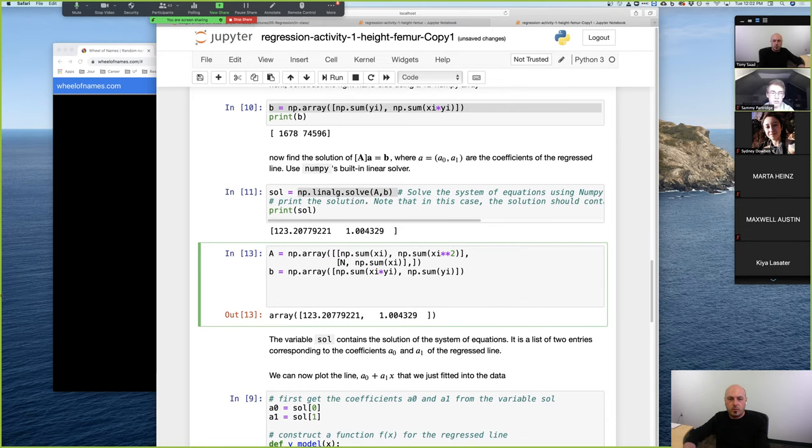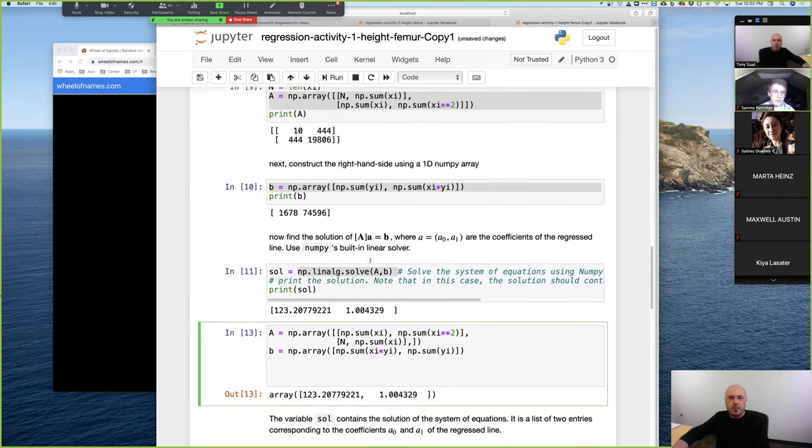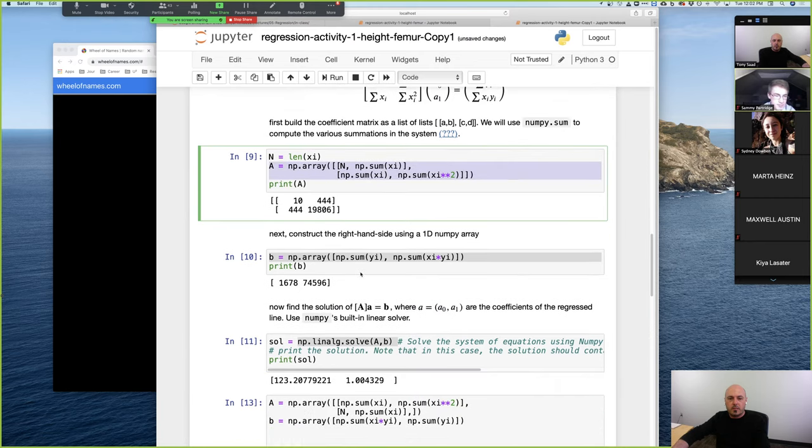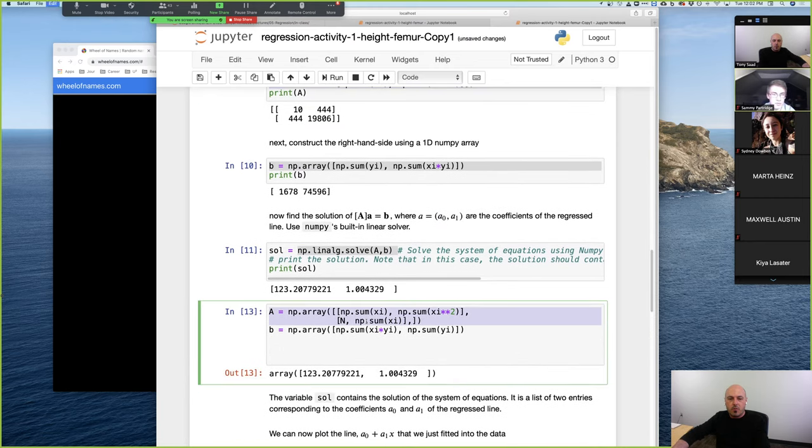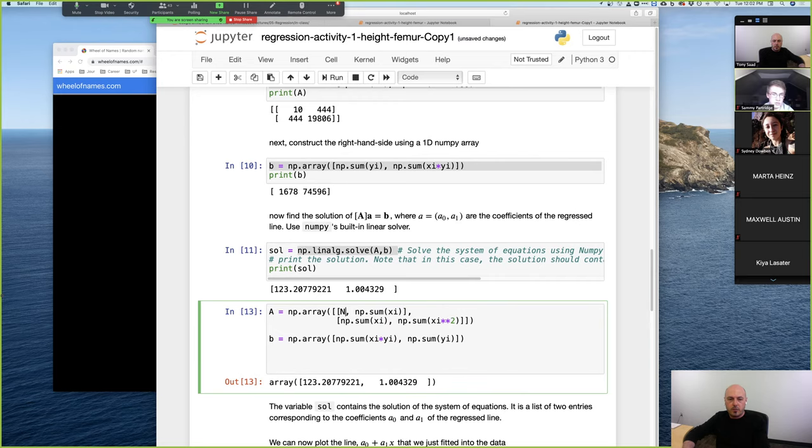You are correct. We switched. We should have switched the rows. This is Sammy. That was Sammy, right? Yeah. Yes. You are correct. I think you are correct. So we'd have to switch this.